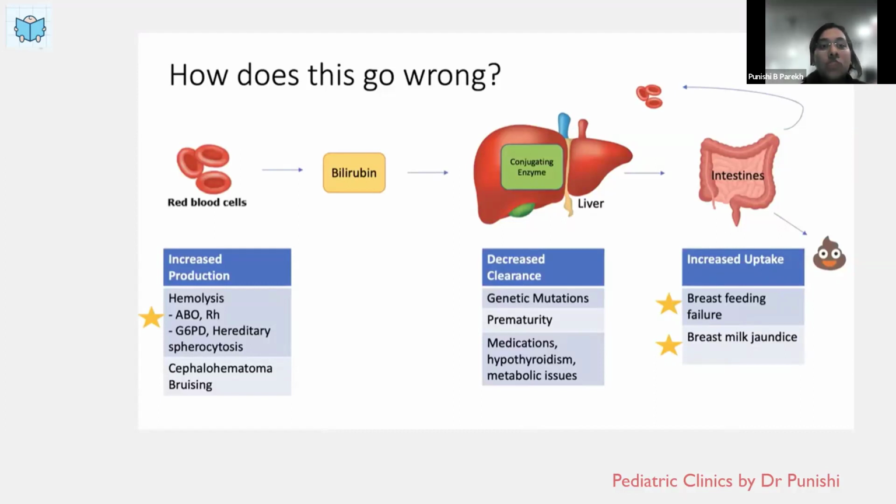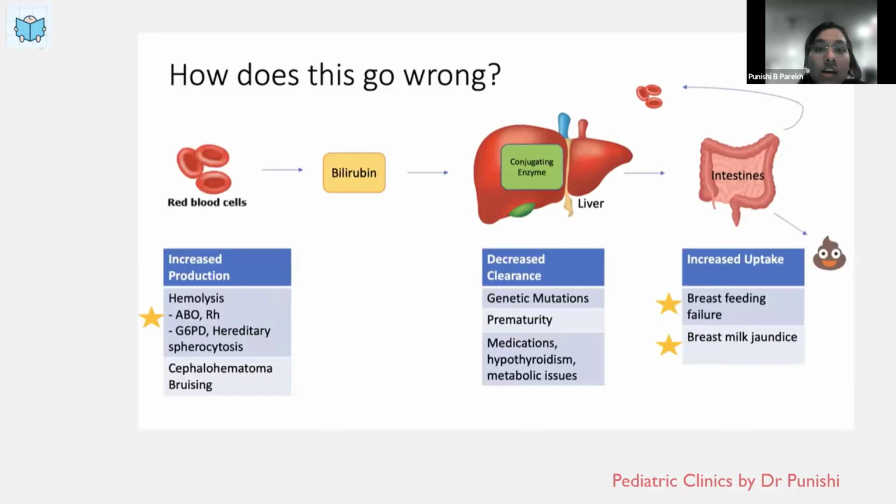Now, meconium is a major route of excretion of bilirubin from the body. So less milk reaching the gut means less production of meconium, less excretion of bilirubin, and more accumulation of bilirubin in the body. That's called breastfeeding jaundice.